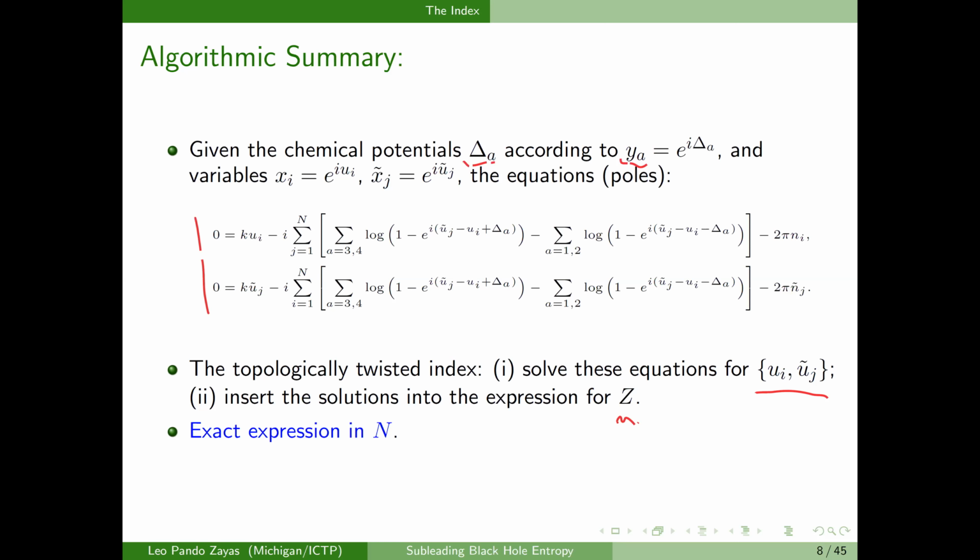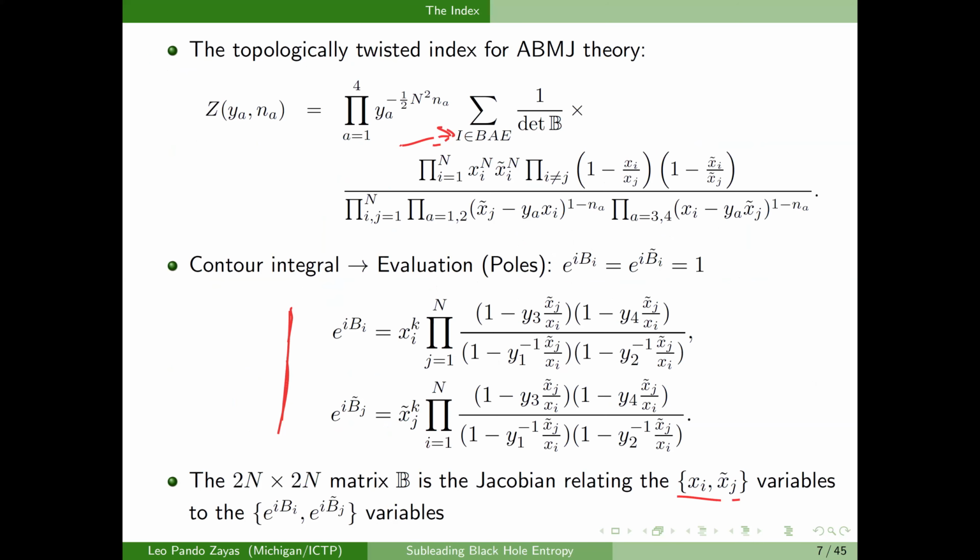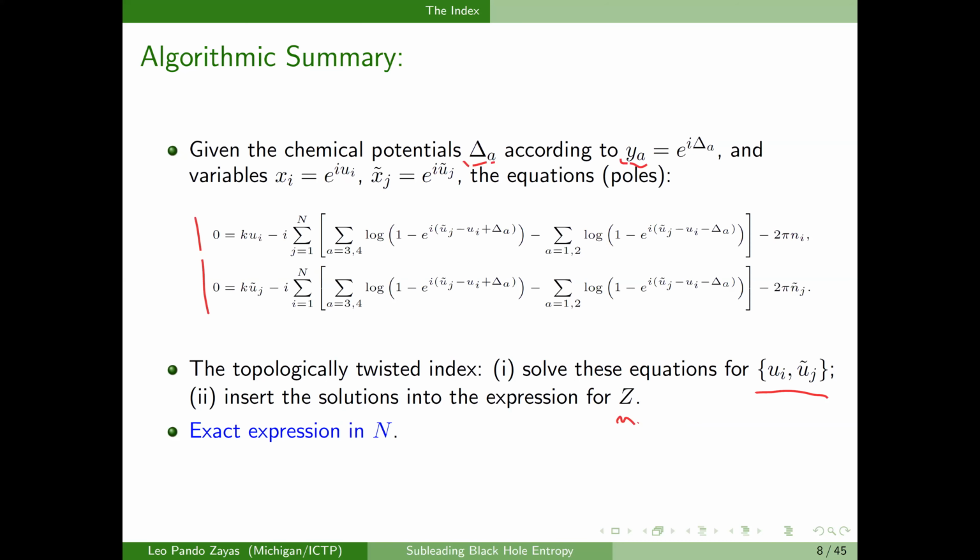It's completely algorithmic. In fact, in one of my papers, I had an undergrad student help me tremendously with this. So this is very clear algorithmically. I give you a 2n by 2n system of equations, you solve those equations, you plug it back in this expression right here, and you get the index. And more importantly, the index is exact in n. This is not an approximation. I solve numerically, I know the answer for any n. All right, this is quite important.